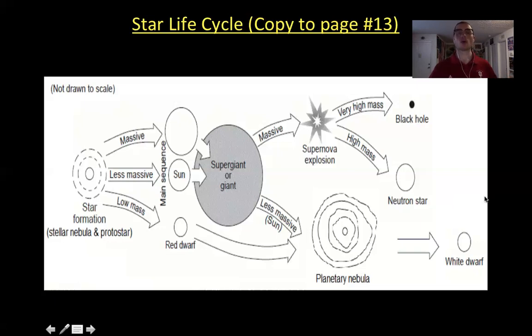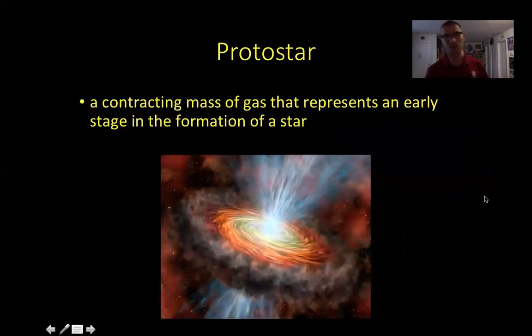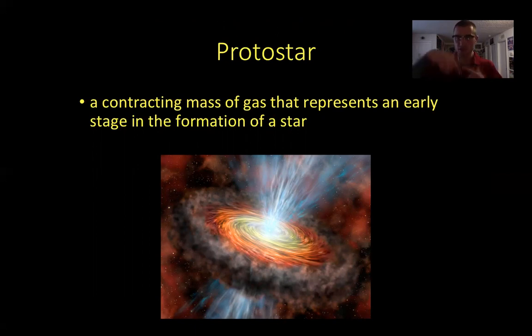Okay, so let's go over vocab for two things we mentioned there. Write this on page 15, guys. A protostar, what is a protostar? It's a contracting mass of gas that represents an early stage in the formation of a star. Think of it as the baby star. It's the star at its earliest stage. It's fusing, it's spinning, it's being created.